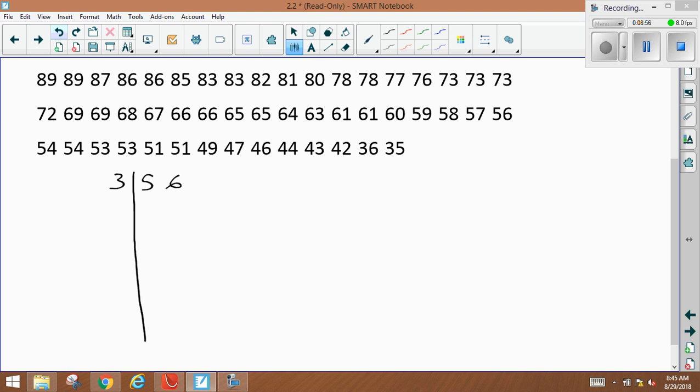Our next one is going to be 4, right? That's our 40s. So it's 35 and 36. And now we're going to do 40s. We've got a 42. So that's that one, right? We've got a 43. That's that one. You see how we're going? 44, 46, 47, and 49.